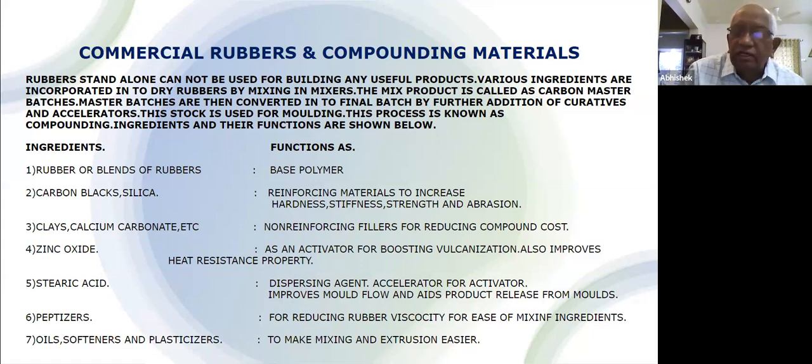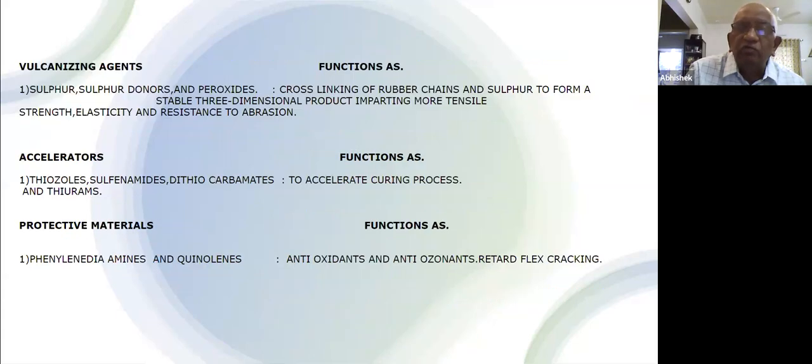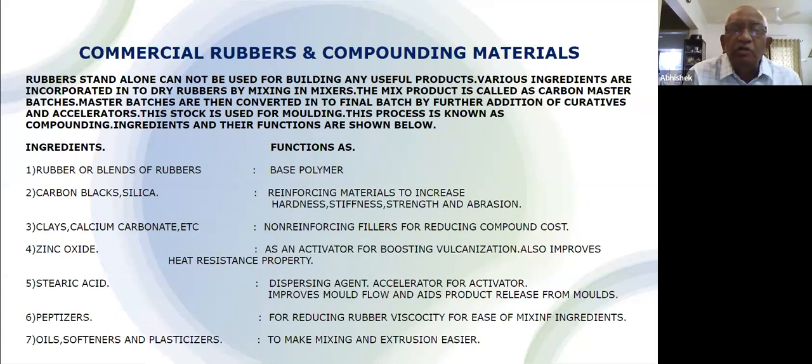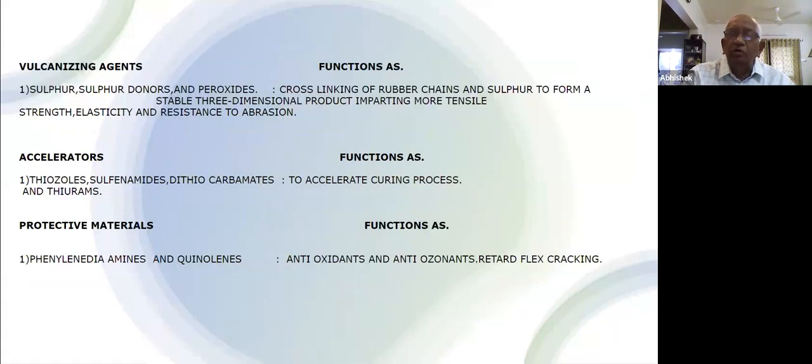Then there is stearic acid. Stearic acid is used as a dispersing agent. That means when you are mixing a compound, dispersion plays a very, very important role: dispersion of carbon black into the rubber to get a homogeneous mixture. So it acts as a dispersing agent. Plus, it also acts as an accelerator for the activator. You have seen zinc oxide is an activator, so this stearic acid will accelerate the activator also. Then it also improves mold flow and aids in releasing the product from the mold.